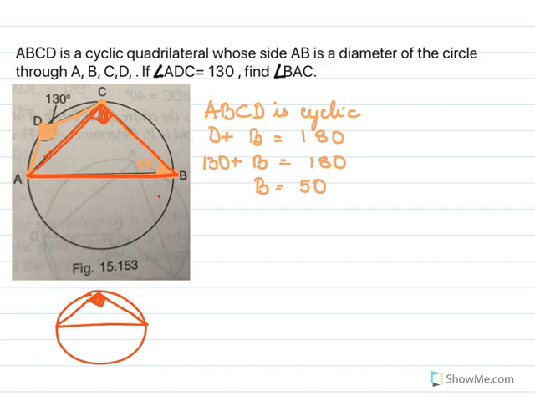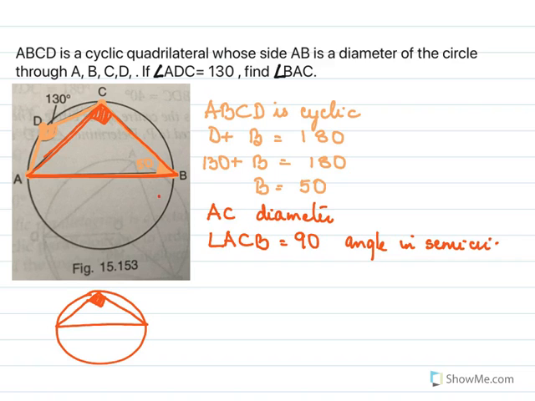So this angle will be 90. Let's write that. AC is the diameter. Therefore, angle ACB is the angle in the semicircle. Angle ACB equals 90. Reason: angle in a semicircle. This is the second property.